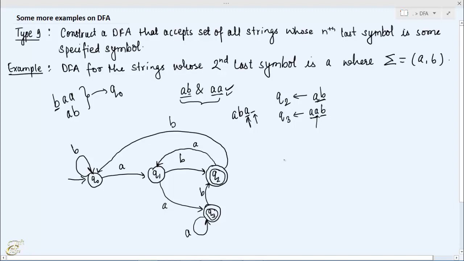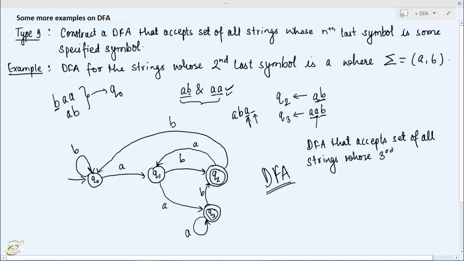As we see, we have defined all the possible transitions. Therefore, this is our final required DFA. Now you can try yourself to construct a DFA that accepts the set of all strings whose third last symbol is A in a similar fashion. That's all in this lecture video.